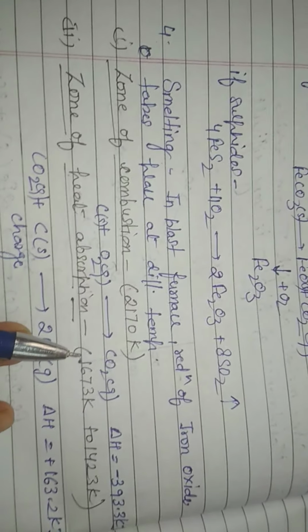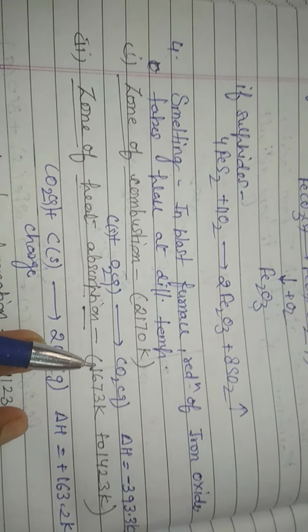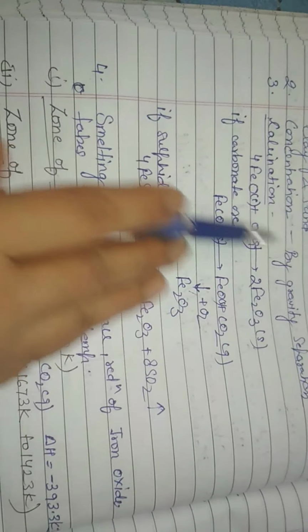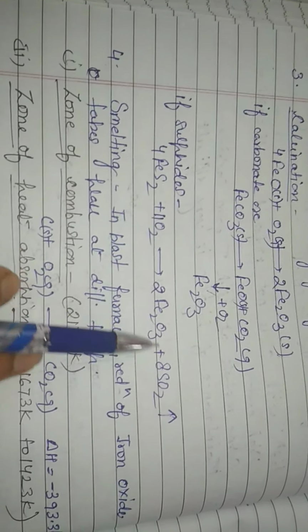Now the next process is the reduction process, the reduction of the oxide ore, because by all these steps we have got the oxide ore now.